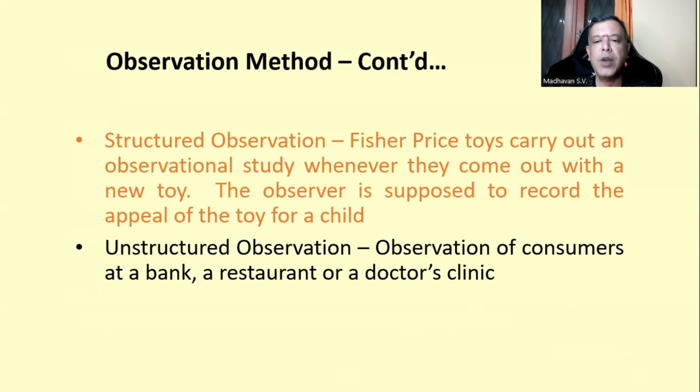Unstructured observations, we may notice all these things in consumers at a bank, a restaurant or a doctor's clinic. In a doctor's clinic, we may note there will be a compounder who will look at how many patients are waiting and he keeps updating the doctor accordingly. So the doctor also can plan how long it will go. And at one particular time he will advise his compounder not to allow any more patients because it will extend the time he is planning to close the clinic.